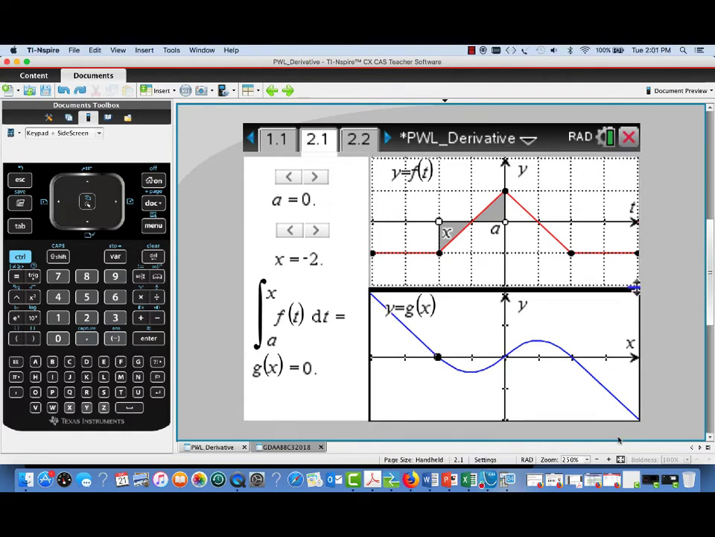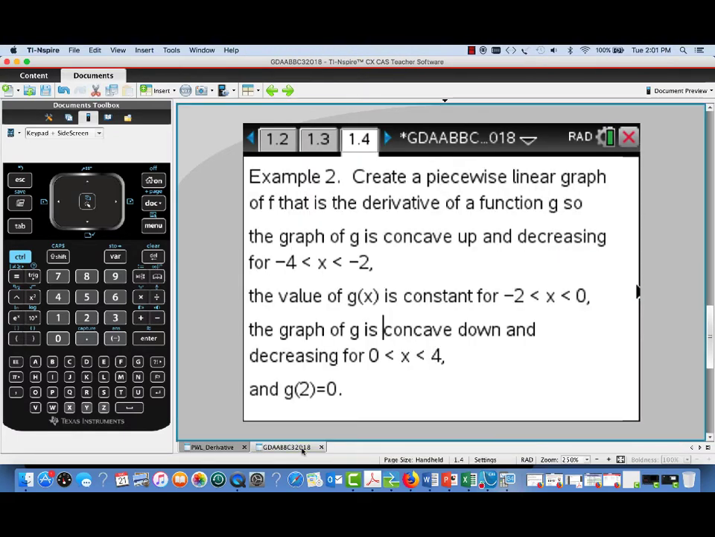Okay, why don't we try another example? Our new function task is the following. We want to create a function little f so that its antiderivative, g, has the following properties. Its graph needs to be concave up and decreasing for the interval -4 less than x less than -2. We want our function g to be constant between -2 and 0. And we want the graph of g to be concave down and decreasing for 0 less than x less than 4. Finally, we want g of 2 to be equal to 0.